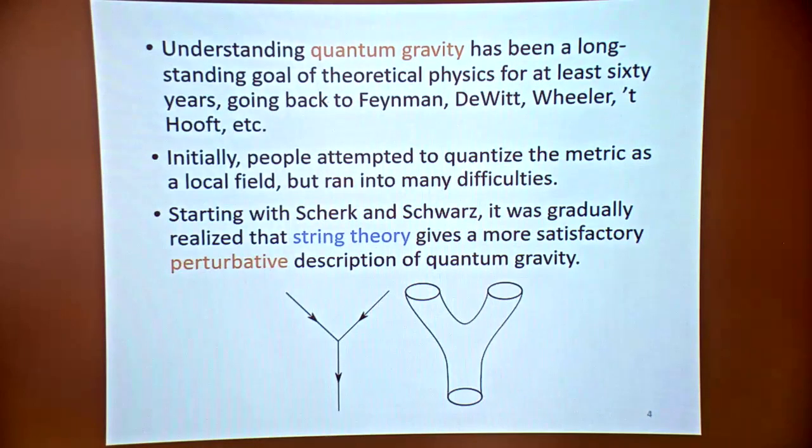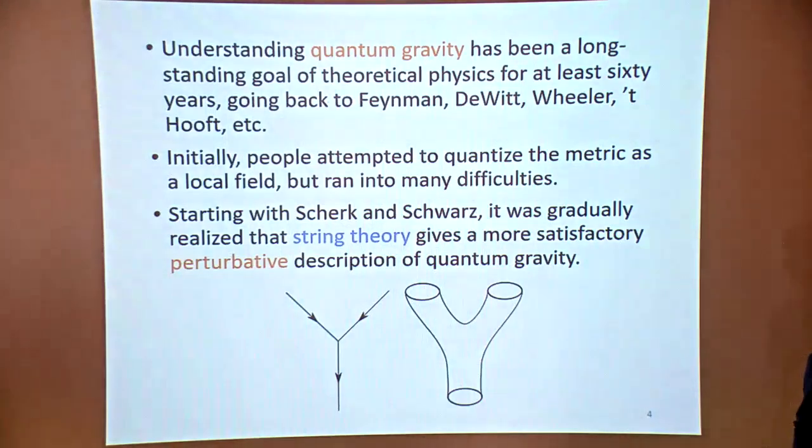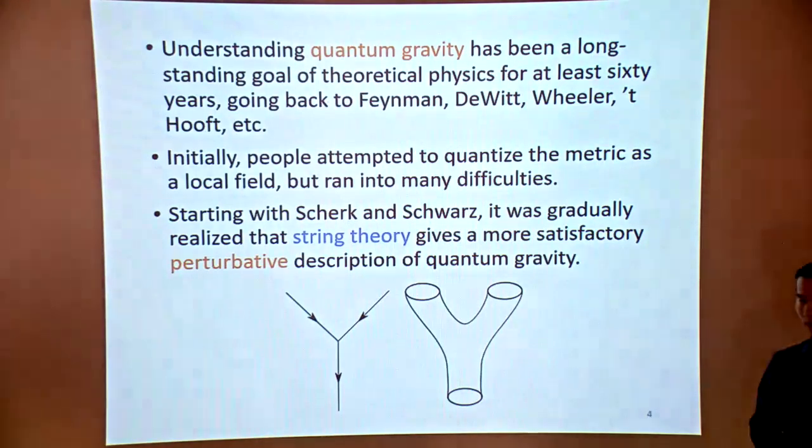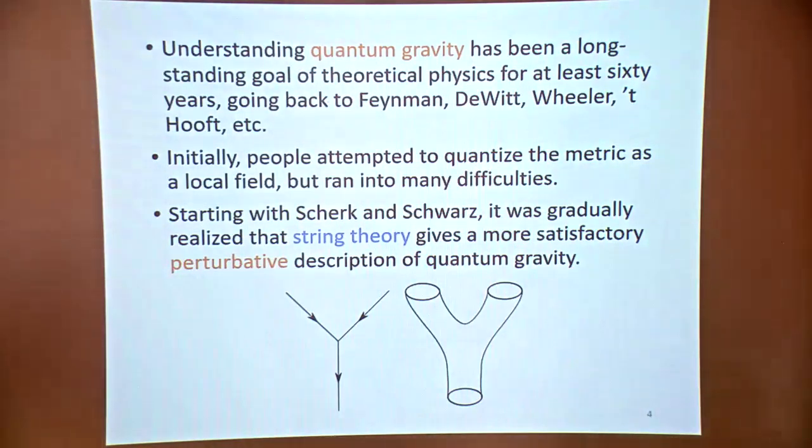Starting with Schwarz and Schwarz, it was gradually realized that string theory provides a much more satisfactory perturbative definition of quantum gravity. It's a perturbative theory in the sense analogous to how we do Feynman diagrams in quantum field theory. So it's not a complete description of the theory. The perturbative expansion only provides a useful description at weak coupling and is useless at strong coupling. We'd like to understand what is the non-perturbative description of quantum gravity.